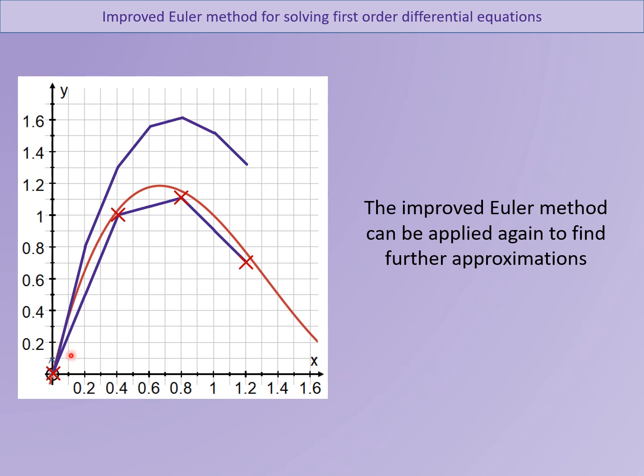And you notice that this improved formula gets you a lot closer. The actual shape of the graph is a bit more chunky, but the actual values themselves are a lot closer approximate values for the y values. All right, so that's what makes it an improved Euler method.